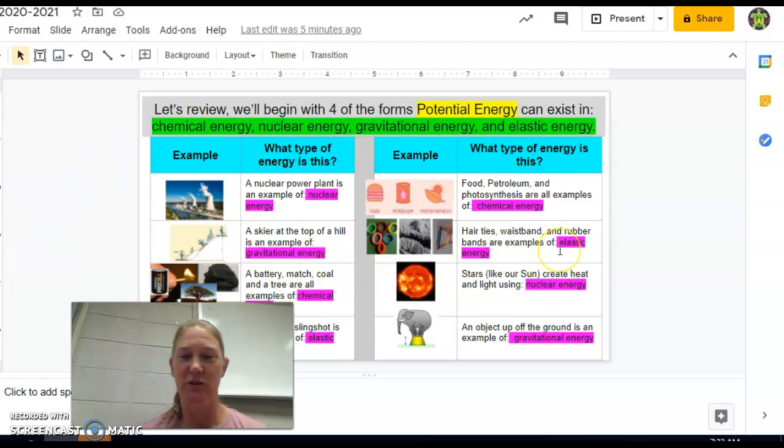Everything from the potential energy side is stored energy. So the elastic energy can be stored. Energy can be stored in elastic. Gravitational energy can be stored by the nature of something being off the ground. Nuclear energy is energy stored in the nucleus of an atom. And chemical energy is energy stored in molecular bonds. So these are all potential or stored energy forms.